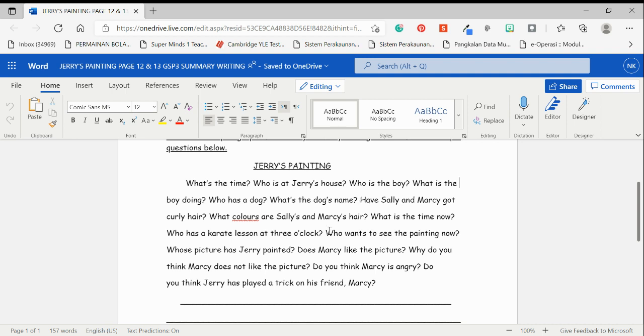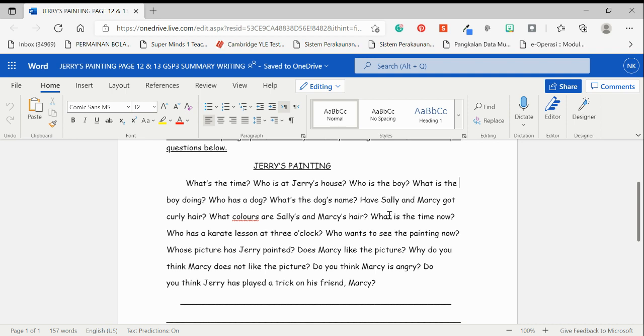Have Sally and Marcy got curly hair? Yes, Sally and Marcy have got curly hair. What colors are Sally's and Marcy's hair? Sally's hair is brown and Marcy's hair is blonde.